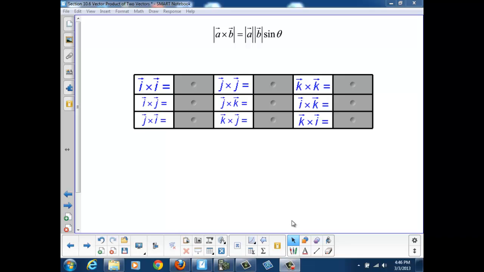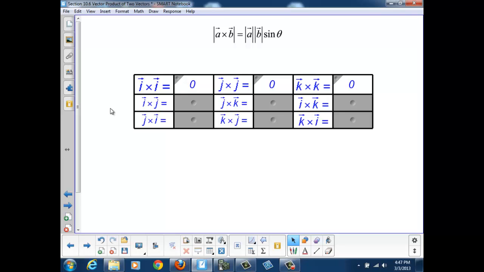Now that we've looked at how the right-hand rule works, let's apply it to our unit vectors along each of the axes and see what their cross products should be equal to. Now if we look at the cross product of I cross I, well, we know that the magnitude of I is 1 because it's a unit vector, but the angle between a vector and itself is 0, and the sine of 0 is 0. So the cross product of a vector with itself is going to be equal to 0. And that's true for all three of these cross products. Now, try and apply the right-hand rule to each of these other 6 situations to see how they will play out.